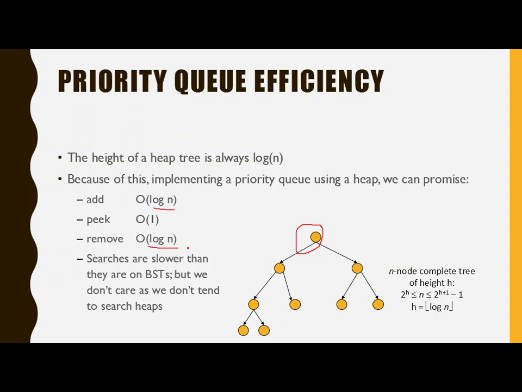Peek is going to be easy. Why? Because peek is always going to look at this node. This is the smallest value, so you don't have to go anywhere to find the smallest one. And remove is also going to be a log n complexity algorithm. So these are pretty good, right? This is pretty good efficiency. Now, if you had to search, of course, it takes a little longer because we don't have quite the same capability of going very directly as we do with the BST, but that's okay. We don't tend to do that. That's not what priority queues are made for.